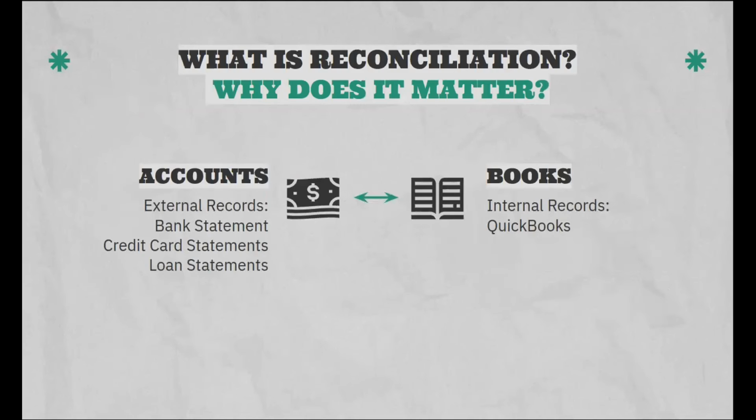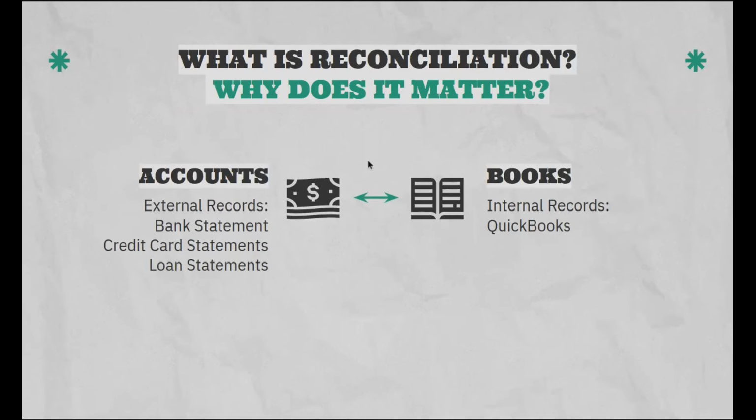So on a very high level, reconciliation is essentially matching your books, what you have here in QuickBooks, with your actual accounts. So matching, what does the bank say? What does your credit card say? What do your loans say? These should all be the same numbers, right?